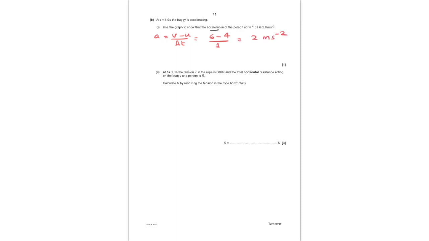Okay, so for the second part, we are given that at t equals 1 second, the tension in the rope is 680 newtons, and the total horizontal resistance acting on the buggy and the person is R. Calculate the value of R by resolving the tension in the rope horizontally. So I would encourage everyone to pause this video and try drawing a free body diagram for this. And we're given that the magnitude of the tension is 680 newtons and the horizontal resistance is R.